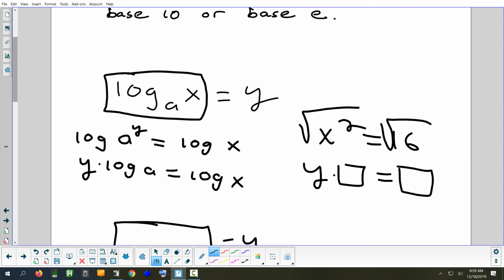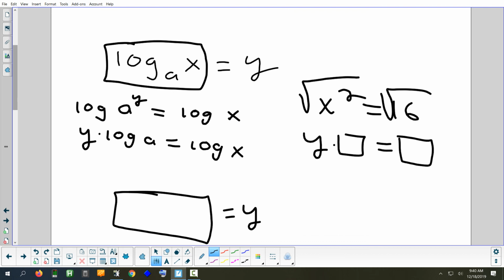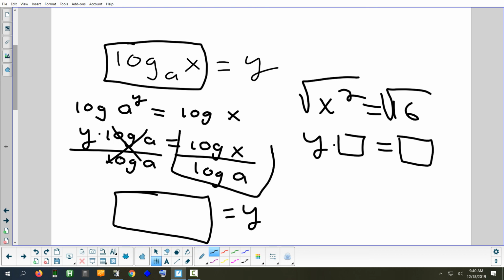How do you get a variable by itself if it's multiplied by something? So what would you divide both sides by to get y by itself here? Log a. Yep. Log a. That's gone. Now you have y by itself again. It's exactly what you started with.